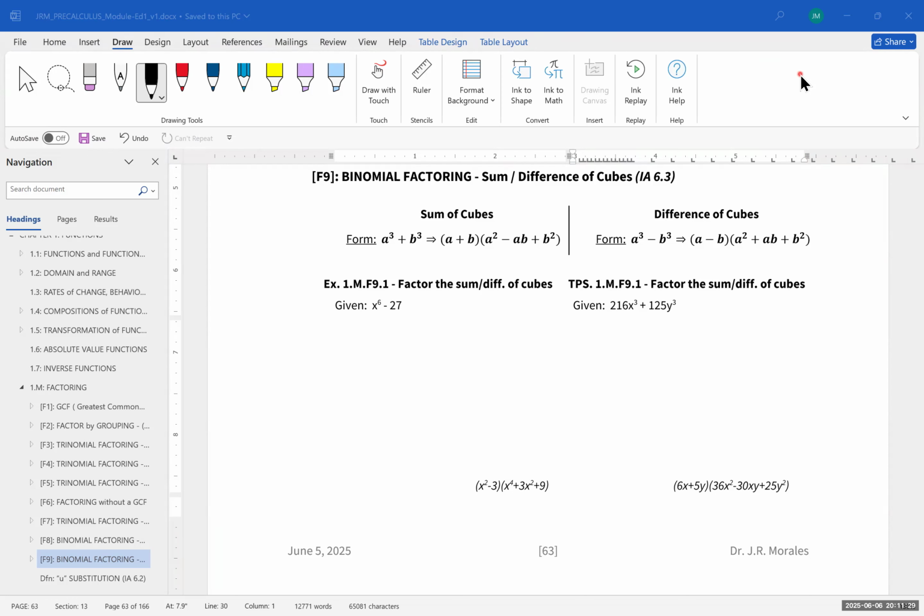All right, now what we have in this binomial factoring method is a sum or difference of cubes. So instead of dealing with squares like we just did, now we're dealing with cubes, a cubed and b cubed, but either a sum of cubes or a difference of cubes.